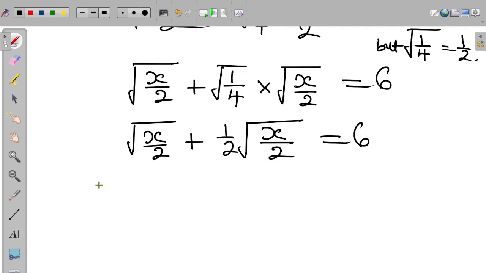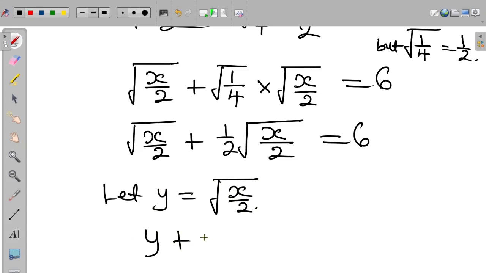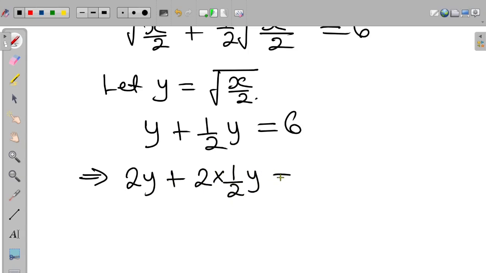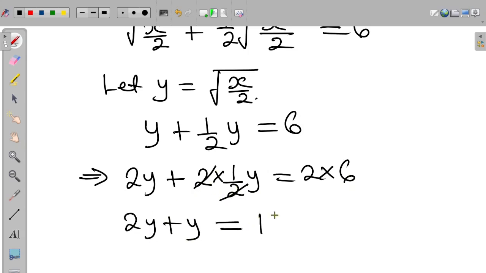Now, to simplify the calculation, let y be equal to root of x divided by 2. So therefore, the equation becomes y plus 1 divided by 2 multiplied by y equal to 6. At this point, we multiply the equation by 2 to eliminate the fraction. So this becomes 2y plus 2 multiplied by 1 divided by 2y equal to 2 times 6. So 2 cancels out 2 here. We have 2y plus y equal to 12.